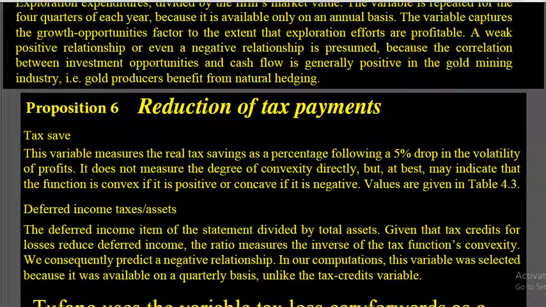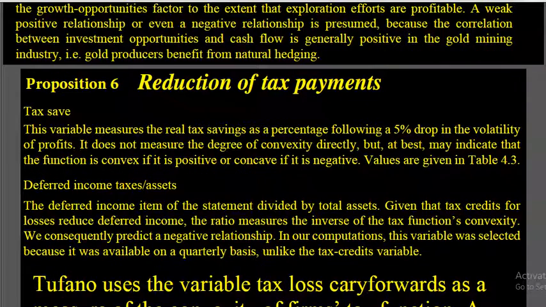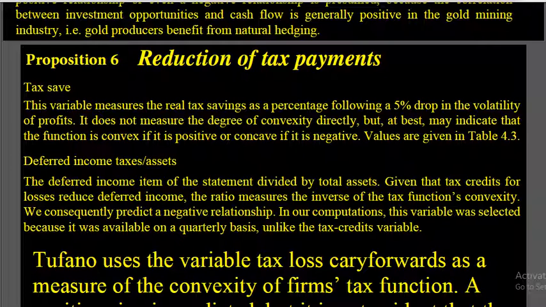This is proposition 6. It says that firms with convex local taxation structures should undertake more risk management activities. How do we measure that? We have two ways. Tax save: this variable measures the real tax savings as a percentage following a 5% drop in the volatility of profits.